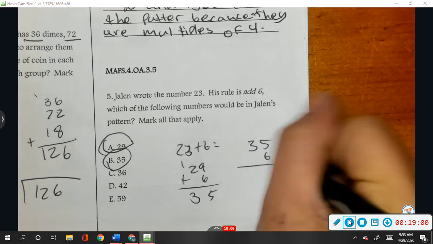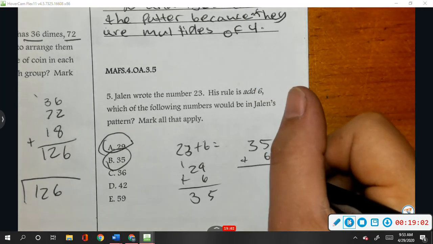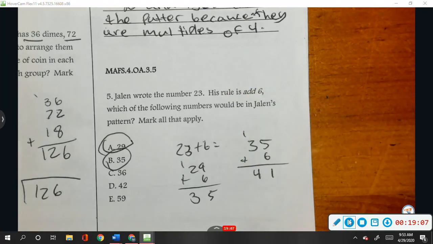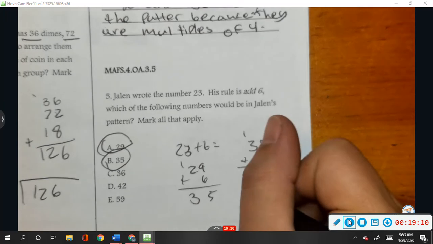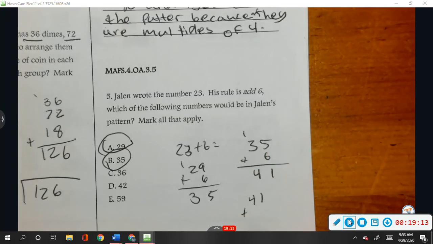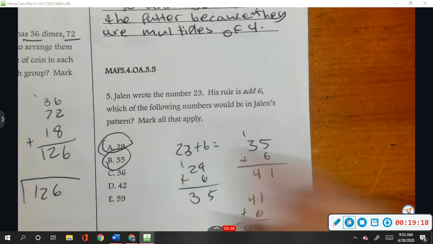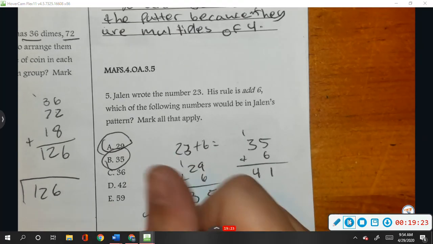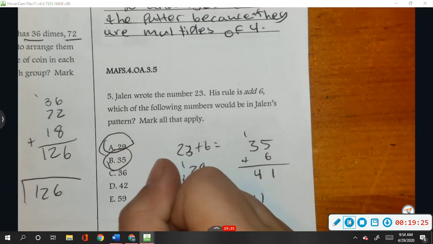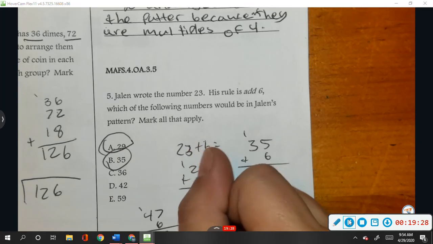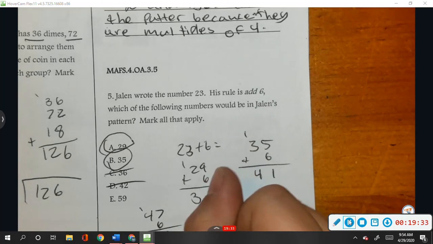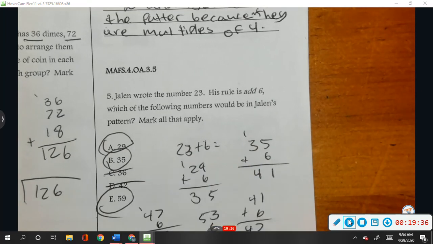Then we'd add 6 to 35. That would be 41. 41's not going to be a part of it. 41 plus 6 would be 47. And then 47 plus 6 would be 53. Keep going, because obviously that one and that one's not going to be there, but I'm pretty sure, yep, 59 would totally be there.